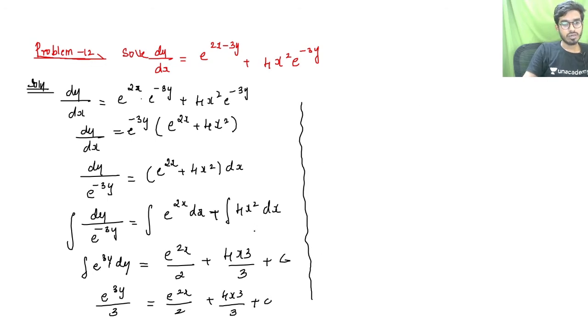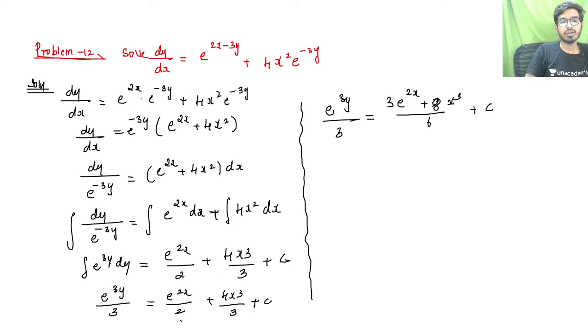So if you want, you can also take LCM. So we will have e power minus 3y divided by 3 is equal to, if we take LCM here, the LCM is 6 here, right? So we will have 3 e power 2x plus 8x cube divided by 6 plus c, right?